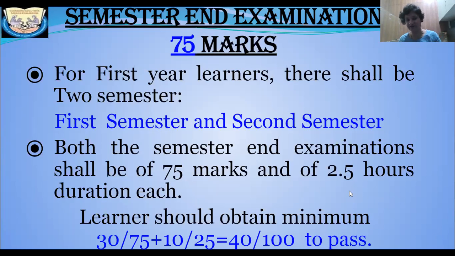75 marks, 2.5 hours. And about passing, as I told, out of 75, you have to score 30 minimum, and out of 25, that is internal, you have to score 10 minimum. So overall passing out of 100, you should score 40. If it is less than that, you will fail in that particular course or subject.